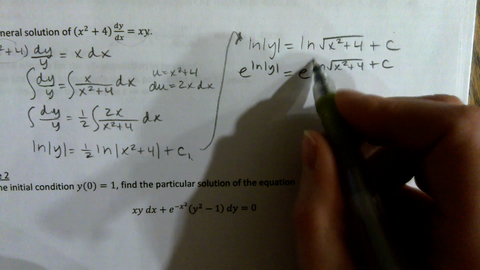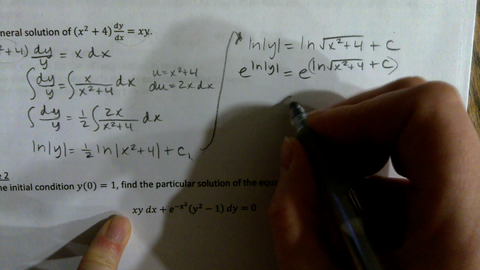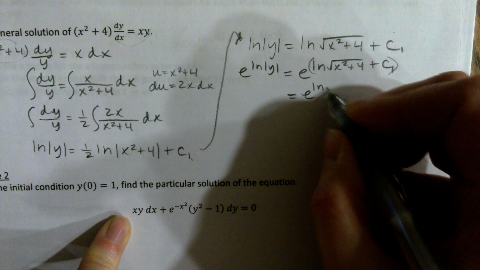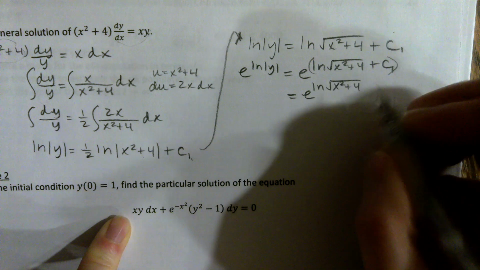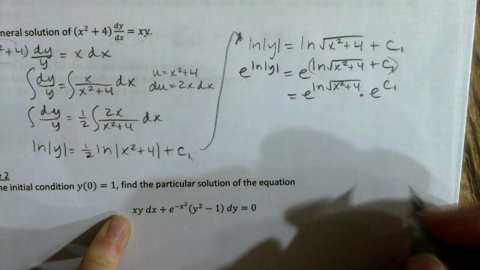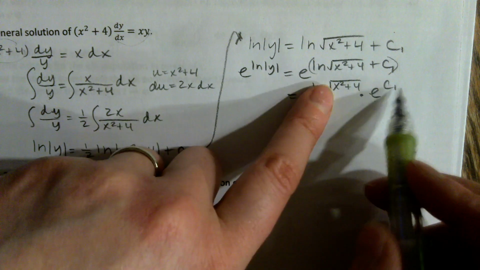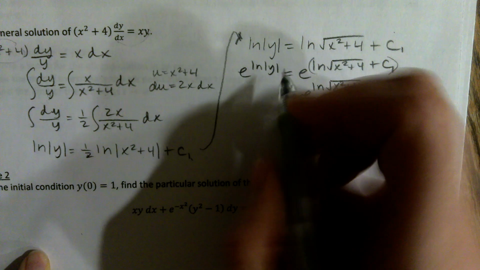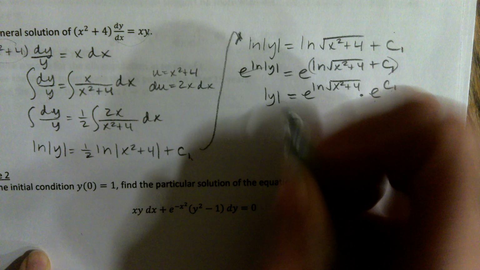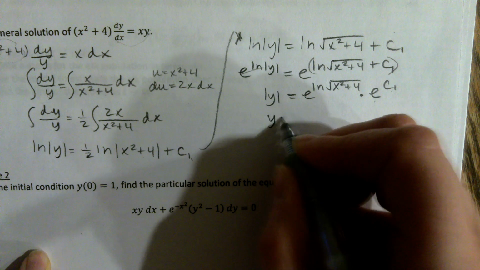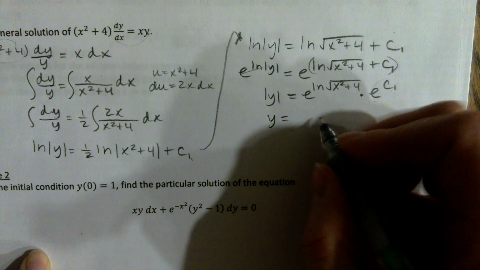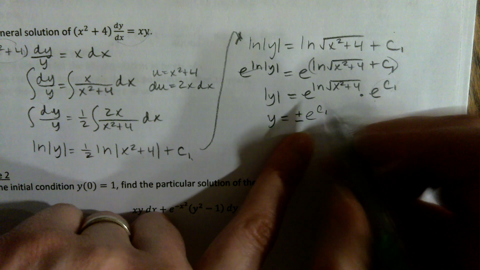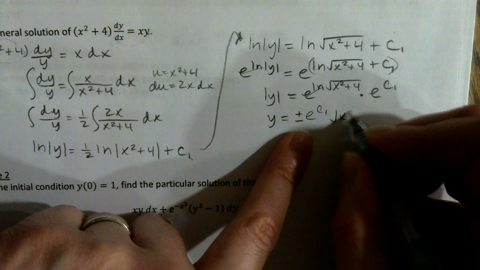And then remember, if I have e being raised to this entire thing right here, and I guess I called that a C1, I can really make this e to the natural log of the square root of x squared plus 4 times e to the c plus 1 power. So because those are the same base, I could add my exponents and put them back together. So this is just a different way of writing that. And what that's going to allow me to do, and over here I just have absolute value of y, is now I'm going to put this in front. And then because I had an absolute value, I'm going to have a plus or minus here. Remember, this is gone. Now I have a square root.